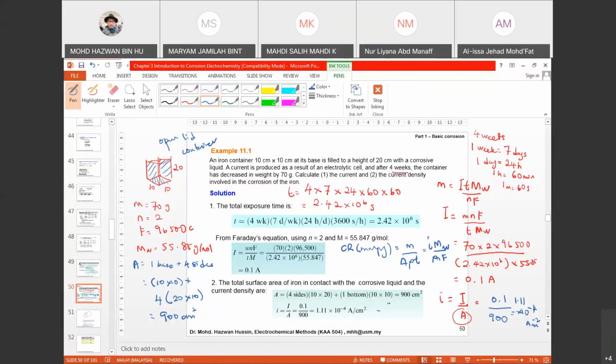Okay, all right. So if you substitute the value, if you didn't want to use current density, you just directly calculate it as 70 over area, which is 900, multiplied with the density of iron, 7.87, multiplied with the total time. Total time just now is what? Equals to 2.42 times 10 power of 6. Okay. So can you just press a calculator and see what's the answer that you get for the corrosion rate?